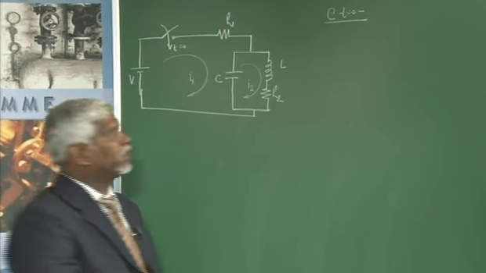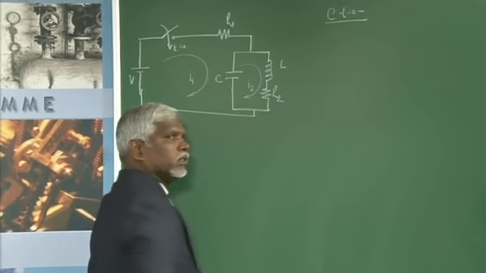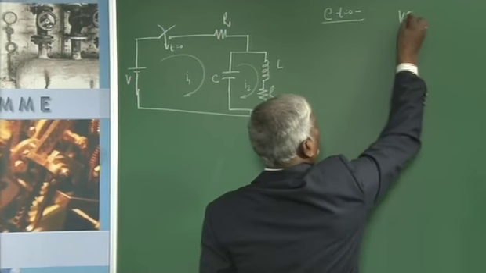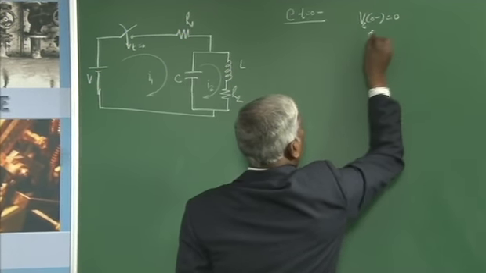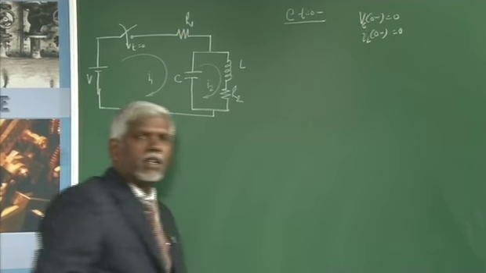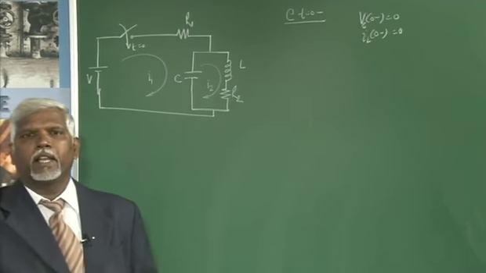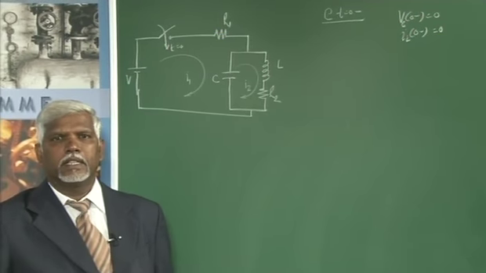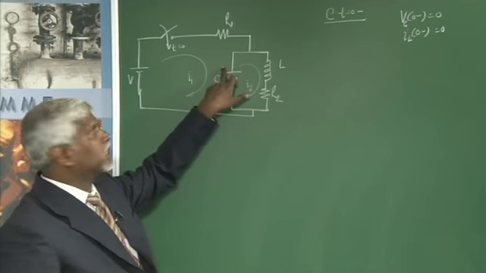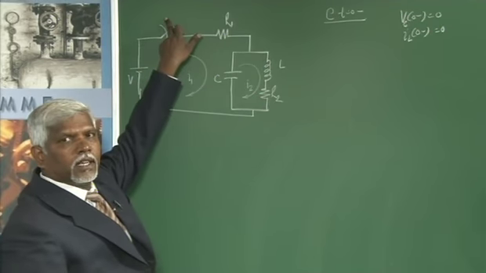We need to know how the network is. There is no current flow through any of this. The voltage across the capacitor at 0 minus is 0. The current through the inductor at 0 minus is 0. This is what we can easily write because it is only a relaxed circuit: there is no current flowing through this, there is no voltage across this, and the switch is open at t equal to 0 minus.